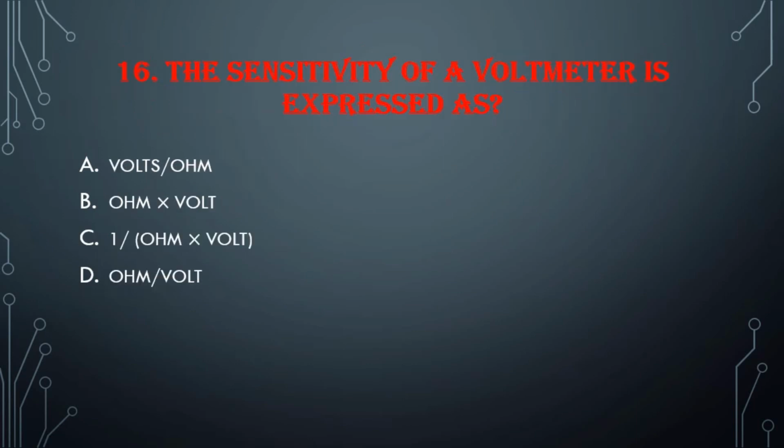The next question for you all, my friends, is: the sensitivity of a voltmeter is expressed as. The options are A. Volts per ohm. B. Ohm into volt. C. 1 by ohm into volt. D. Ohms per volt. And your time starts now.